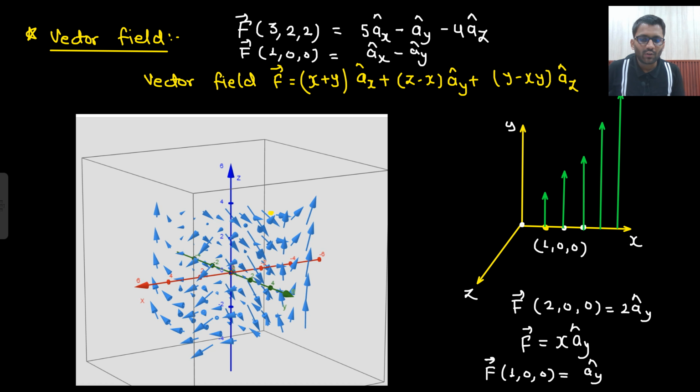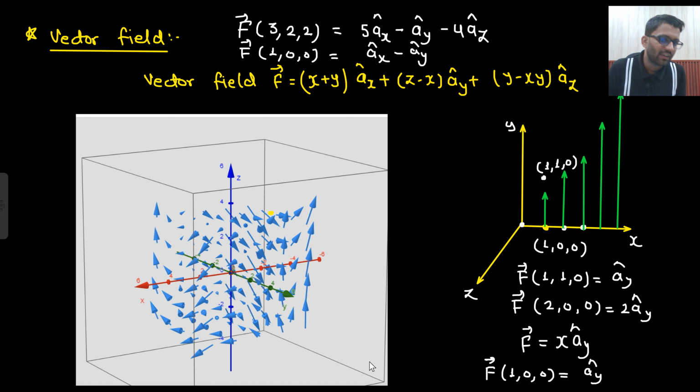Right? What do you think? What will be the vector field at this point? Let's just say this point is 1, 1, 0. X is 1, y is 1, z is 0. So what will be the vector field there? X equals 1 you need to put. Y is not even there. So you are going to get ay cap only. So here also the vector field is ay cap. It's not that here you will not calculate the vector field. Here also you will calculate it. So at different points your vector field will be different.